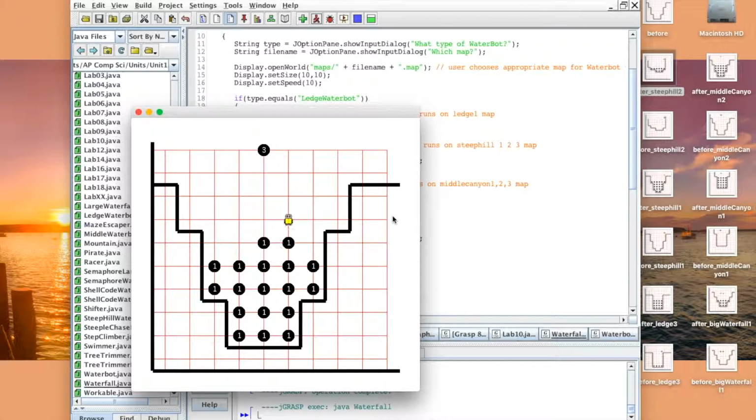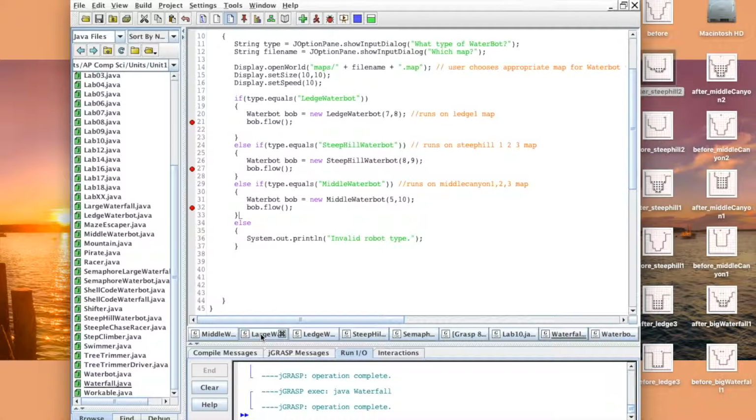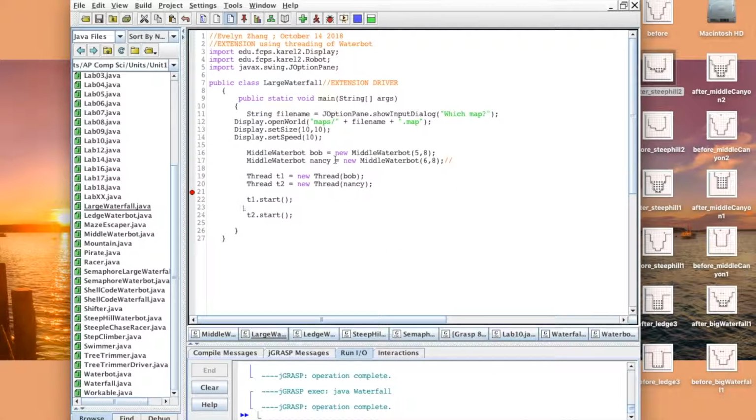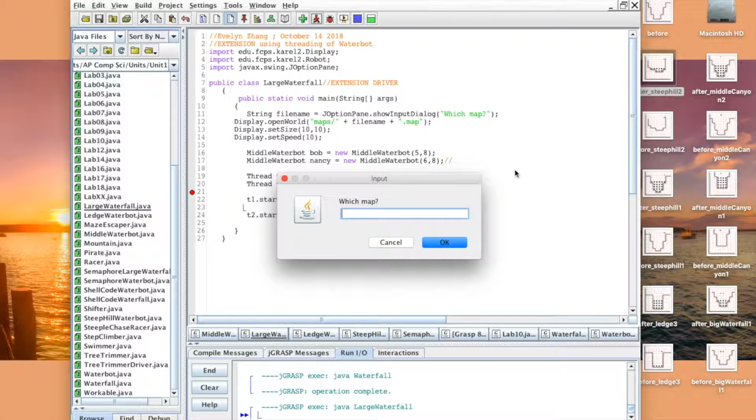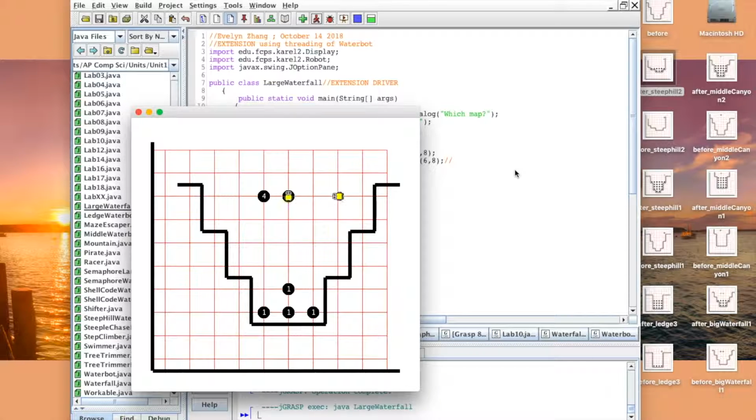So for the extension, I did threading to simulate a larger flow of water. And in this case, there are now 2 water bots transporting the water droplets. I basically did this by implementing runnable on middle water bot and creating a new method called run, which is actually the exact same thing as flow.